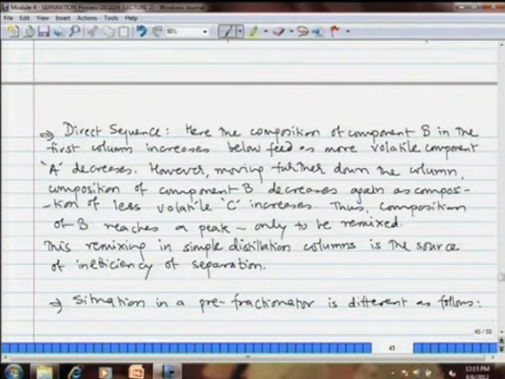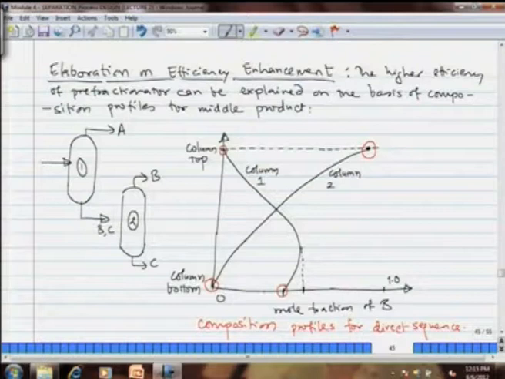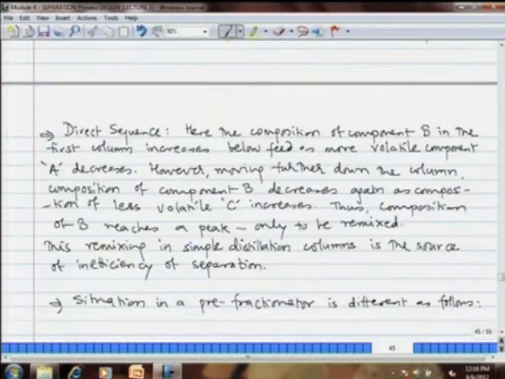Now, in this sequence, the composition of component B in the first column increases below the feed as the more volatile component A decreases. However, moving further down the column, the composition of component B decreases again as the composition of less volatile C increases. So, if you couple the columns, okay, if you consider this as a single entity, you obtain here a maxima for B, and then again B is getting remixed into the process. The first column separates A from BC, so B flows down, its concentration increases. In the second column, B flows up, and then again its concentration decreases. So, in between you are going to have a maxima for B. So, the composition of B reaches a peak only to be remixed, okay, and this remixing in a simple distillation column is the source of inefficiency of separation.